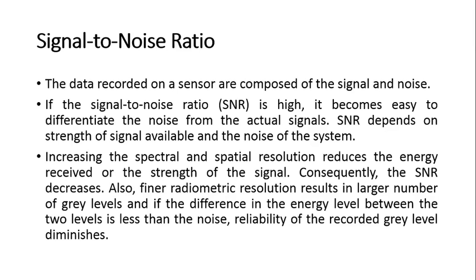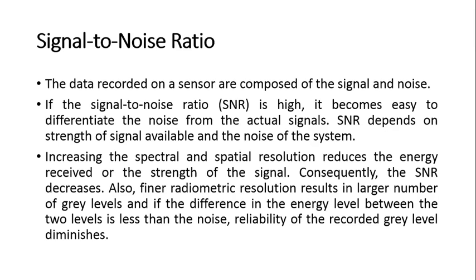In our case, signal is nothing but reflectance from the object, and noise could be from electronics or moving parts of the satellite or sensor, or a defect of the scanning system, because as time passes the sensor gets degraded. If the signal to noise ratio is high, it becomes easy to differentiate the noise from the actual signal. So the SNR depends on the strength of the signal available and the noise of the system. It should be clearly noticed that the signal to noise ratio has to be high.